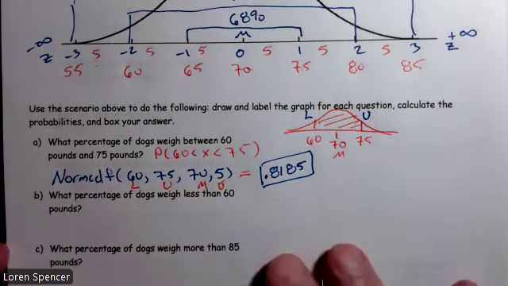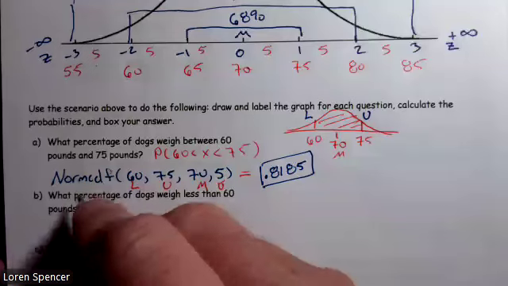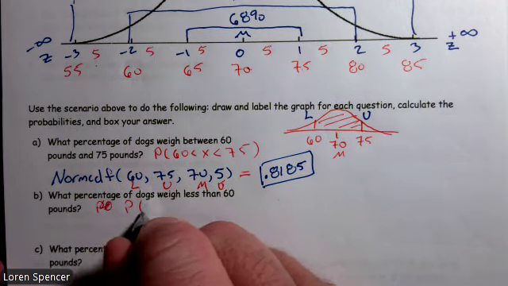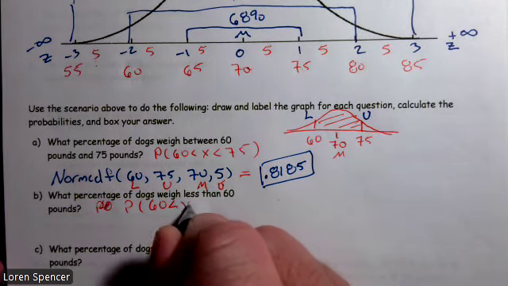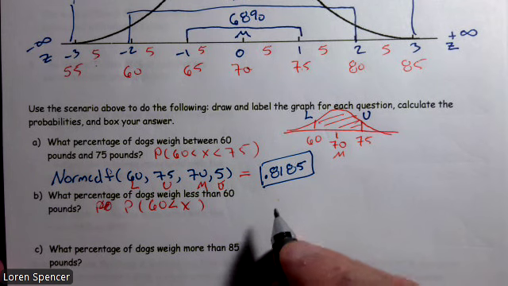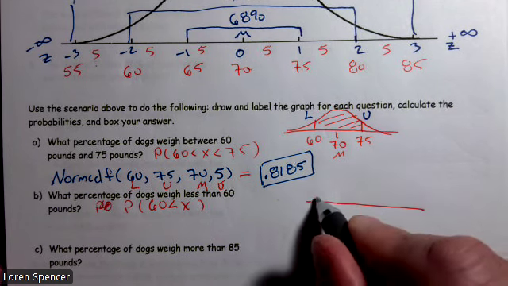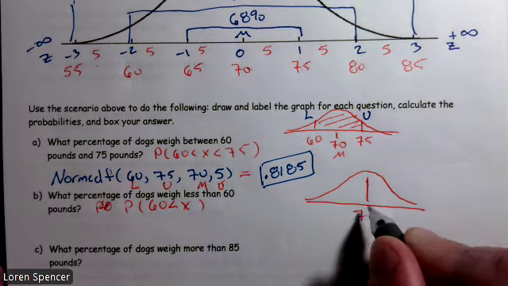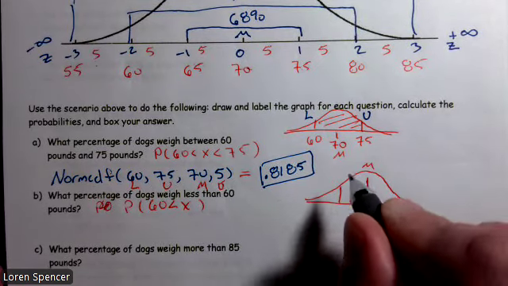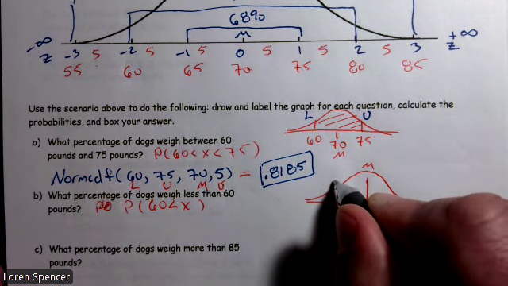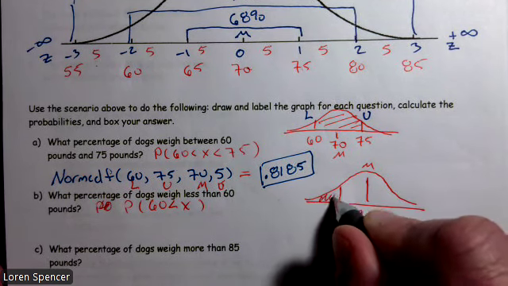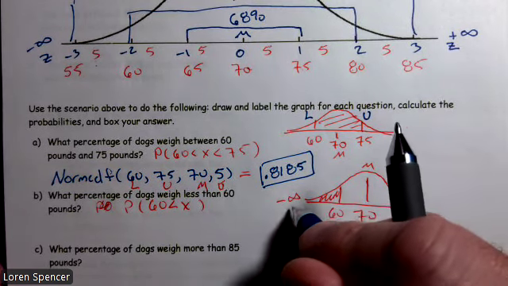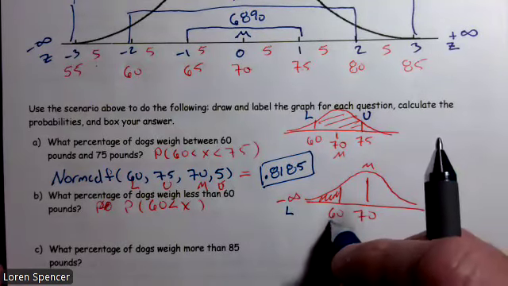What percentage of the dogs weigh less than 60 pounds? So we want the probability that X is less than 60. If I'm drawing my picture, it's going to look something like this. We still have a mean of 70. That's our mean. We want the probability that it's 60 or less, so 60 is going here. We're shading this way, always to negative infinity. So this is my lower and this is my upper.